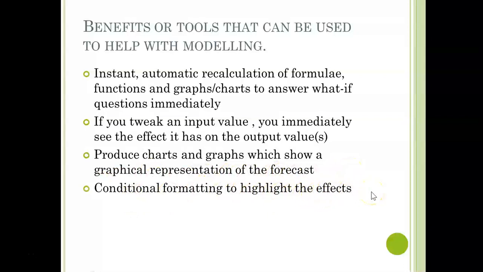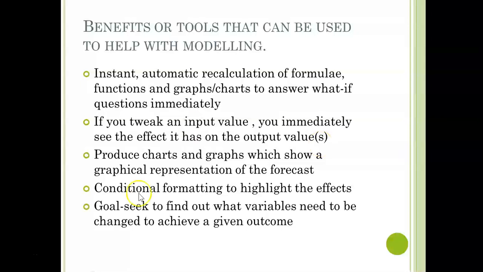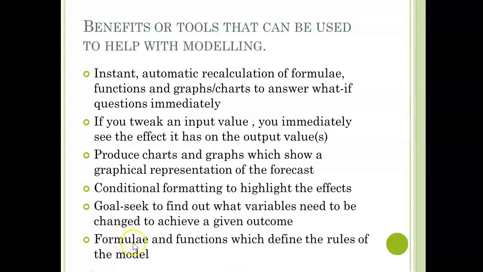So remember, conditional formatting: depending on the values in your cell, the color of the background of the cells can change. So that will make information that you want stand out. You can use goal seek to find out what variables need to be changed to achieve a given outcome. We'll also be discussing goal seeking in the next few slides. And formula functions which define the rules of the model are being used. So these are just some benefits. You probably don't have to memorize all of them, but just keep in mind three or so, just in case.